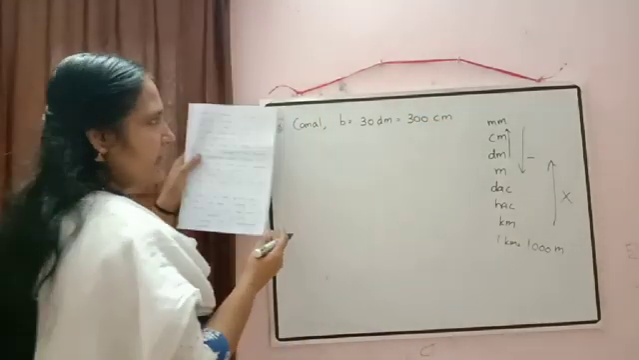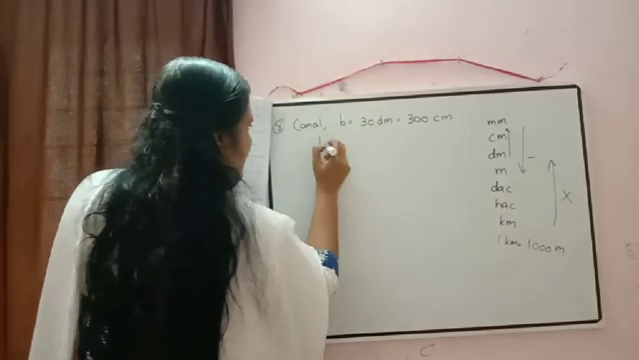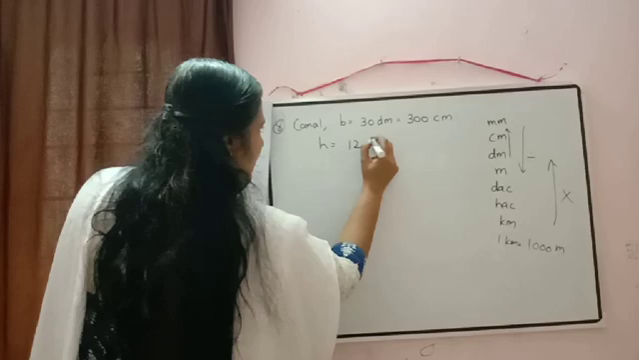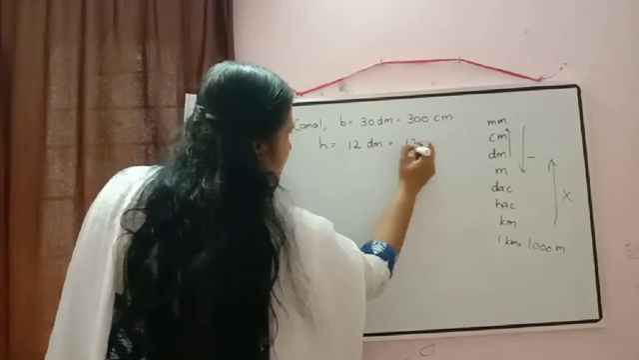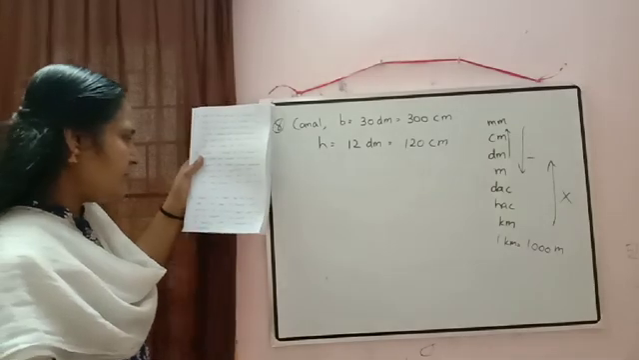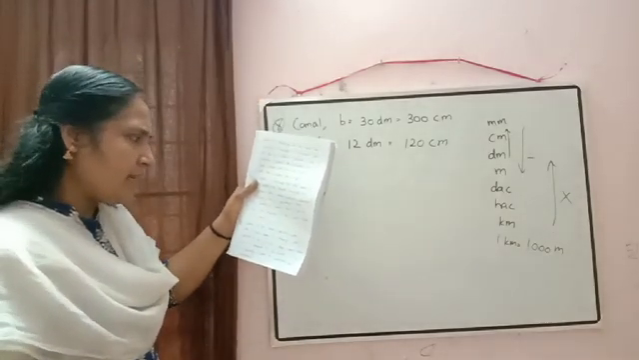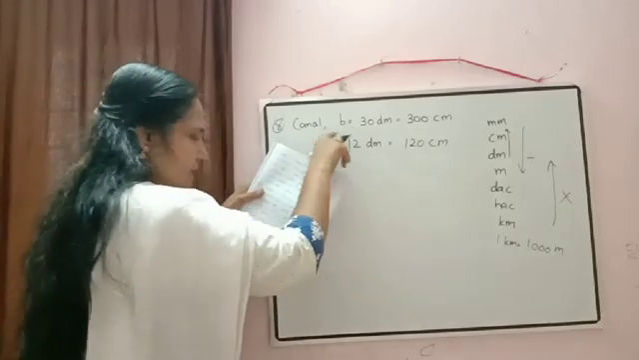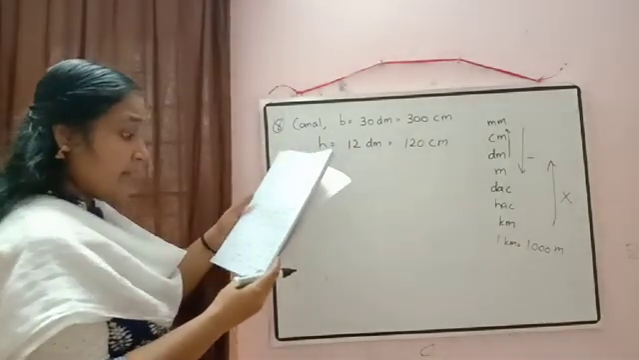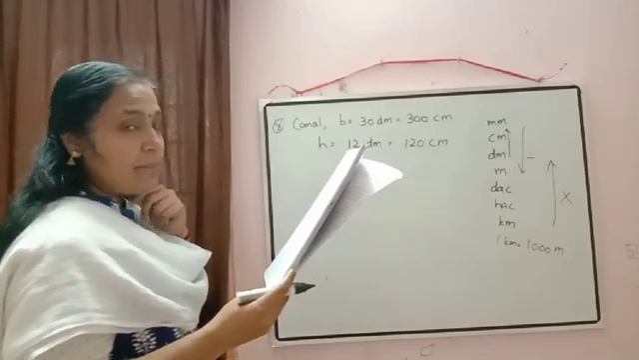So the base of the canal is 300 centimeter, and then 12 decimeter deep. Height is given as 12 decimeter. Again convert into centimeter, that will be equal to 120 centimeter. Now here, what is the shape of the canal? Water in a canal 30 wide, height is given, and it is flowing with the velocity of 10 kilometer per hour.